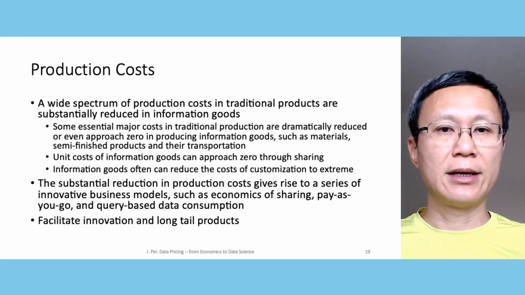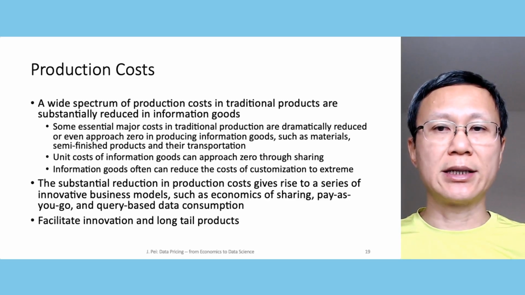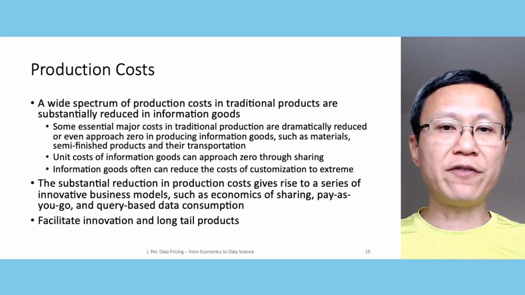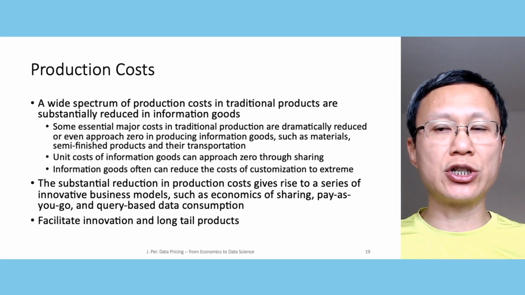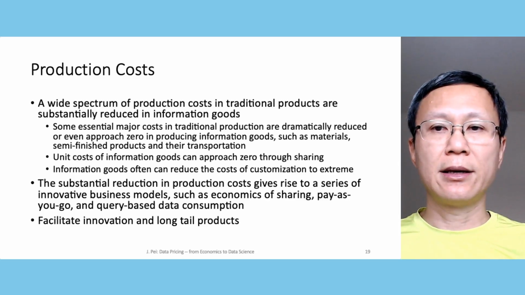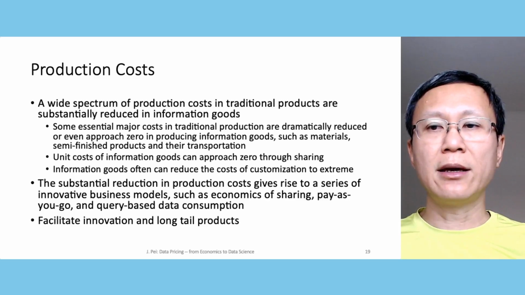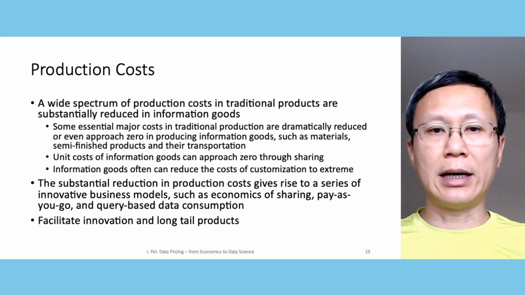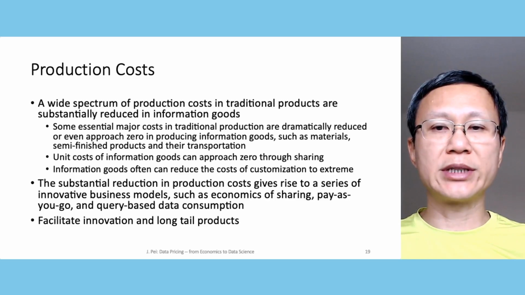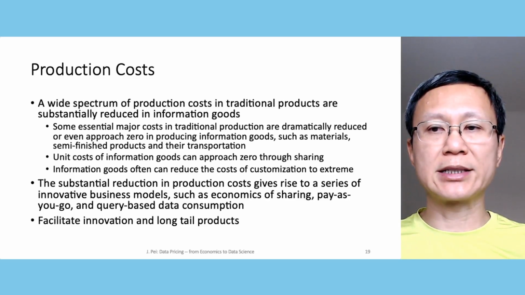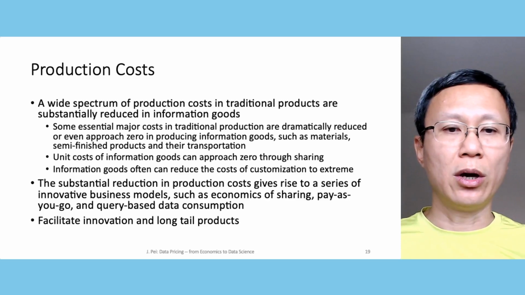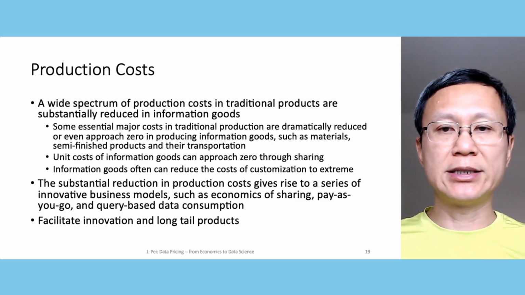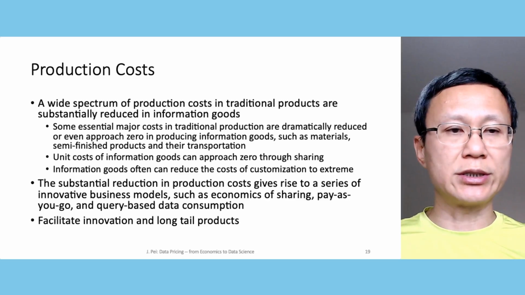First, some essential major costs in traditional productions, such as materials, semi-finished products, and their transportation, are dramatically reduced in producing information goods. In many cases, the cost of obtaining, producing, and transporting raw materials and physical semi-finished products can be reduced to very low or even approach zero in making information goods.